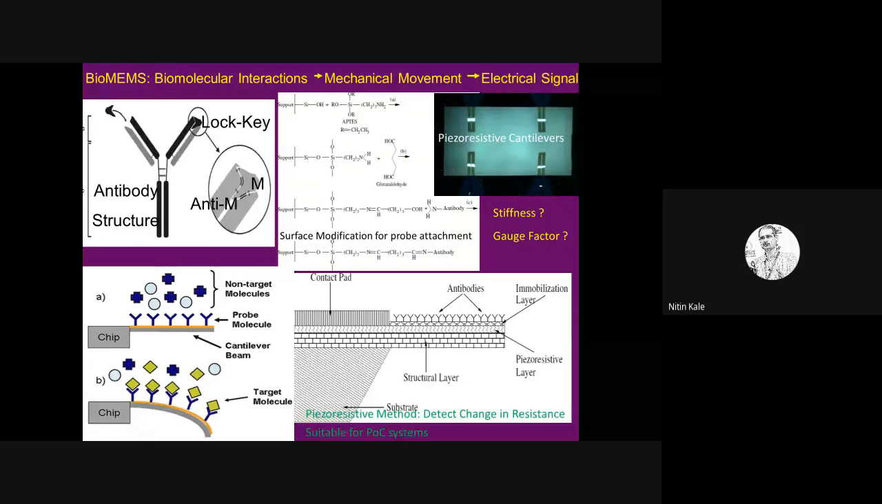The method is, I would say, normally secret in most of the companies, but a lot of general methods are available in the literature. You essentially coat some sort of aminosilane, then a linker molecule, then the antibody, and so it's ready for the antigen attachment. And of course, this is the cantilever structure.